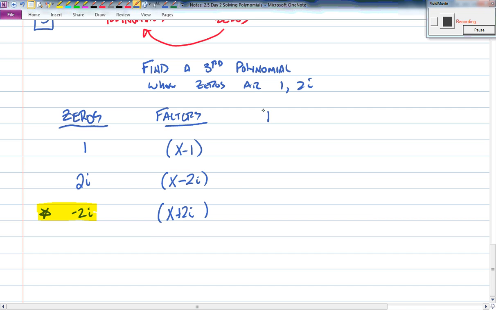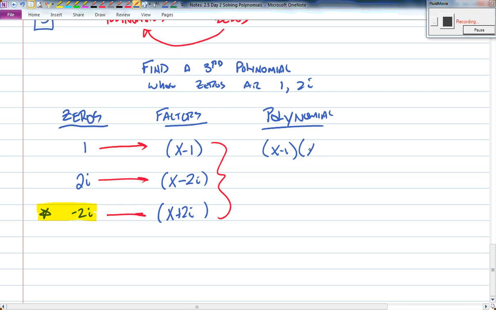Very good. So now we can talk about the polynomial. First I have my zeros, and then I turn my zeros into my factors. Then I take each of my factors and I multiply them together to generate the polynomial.